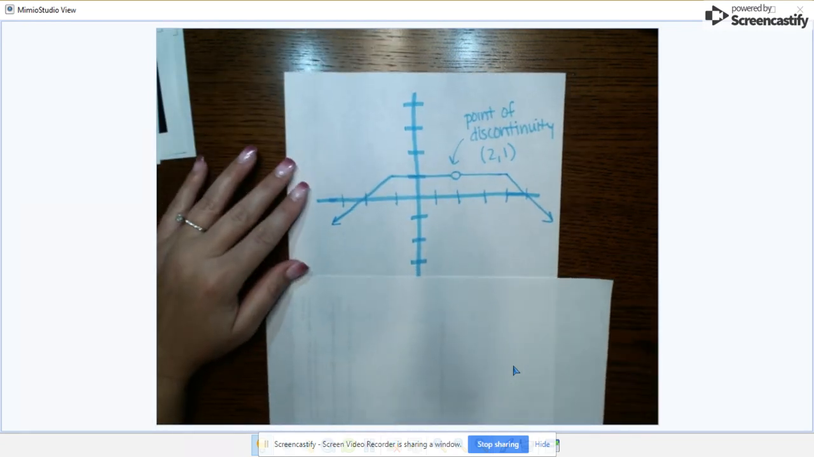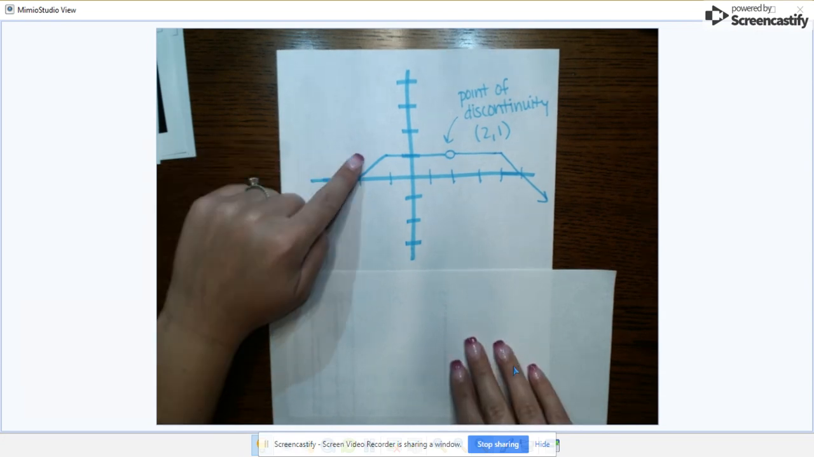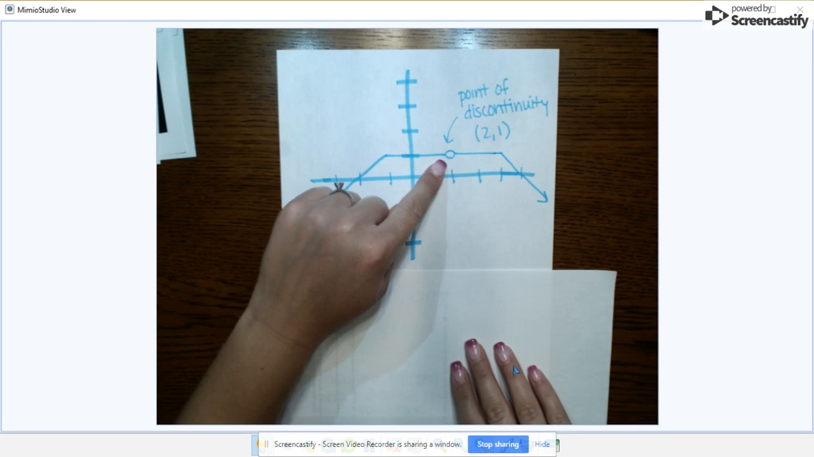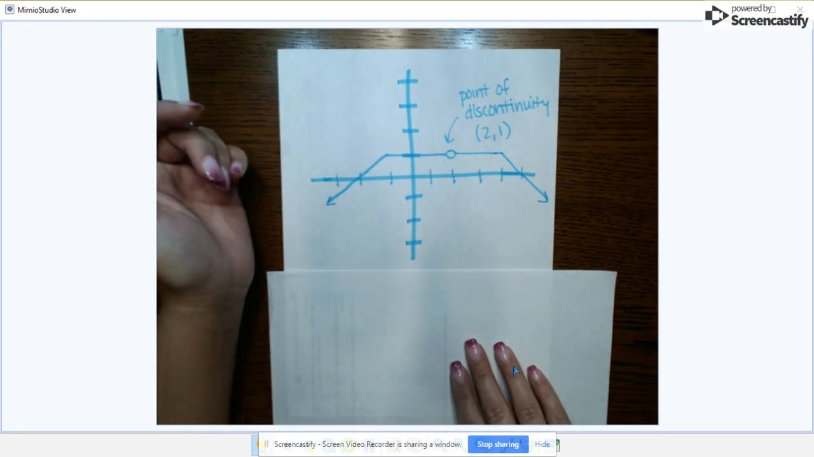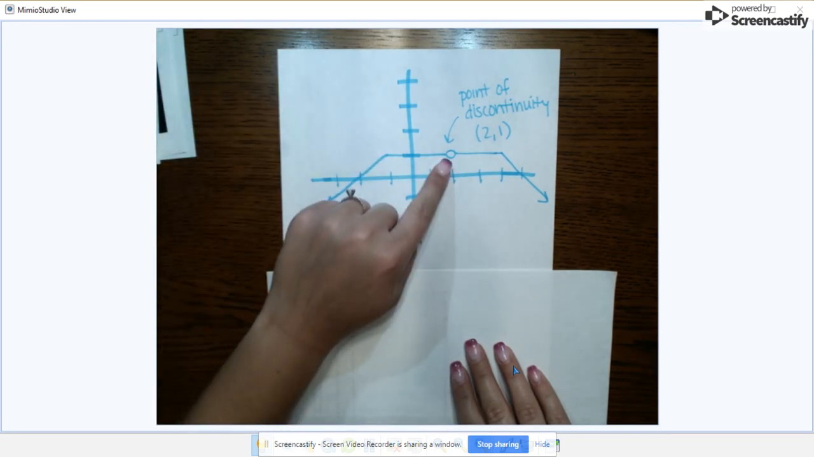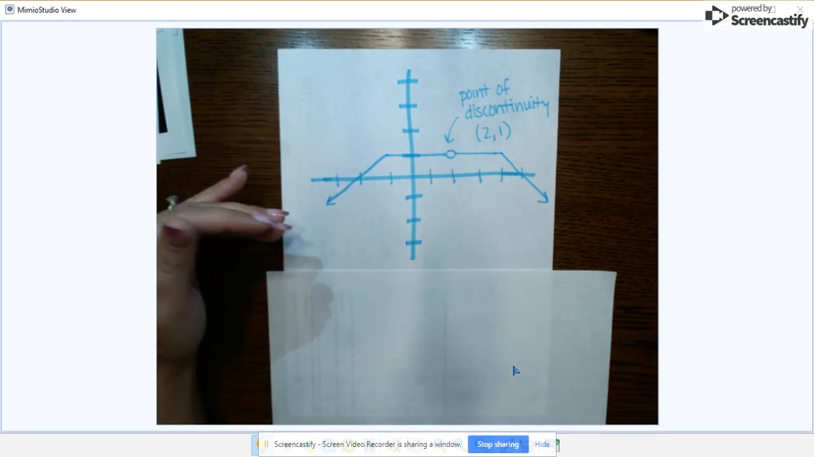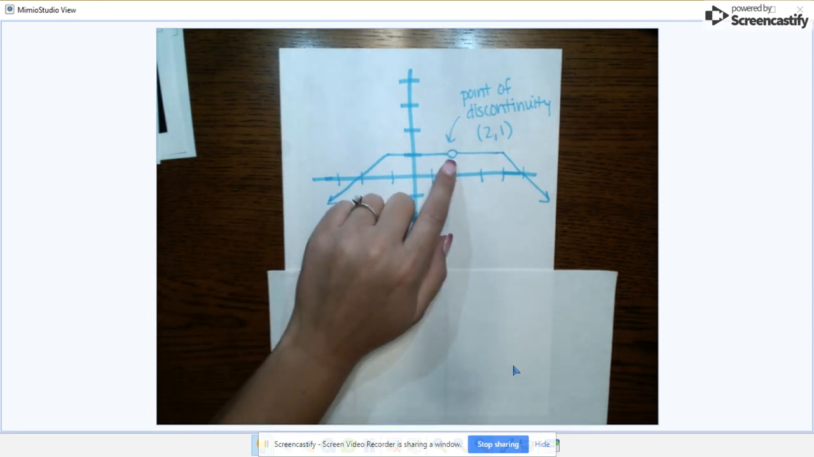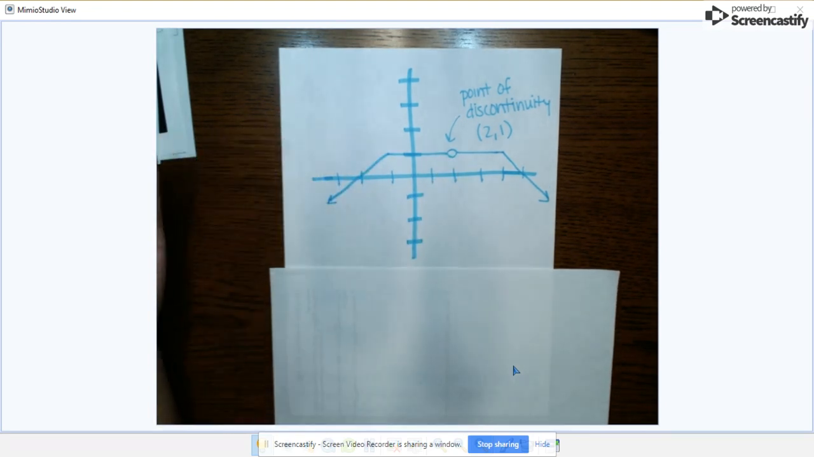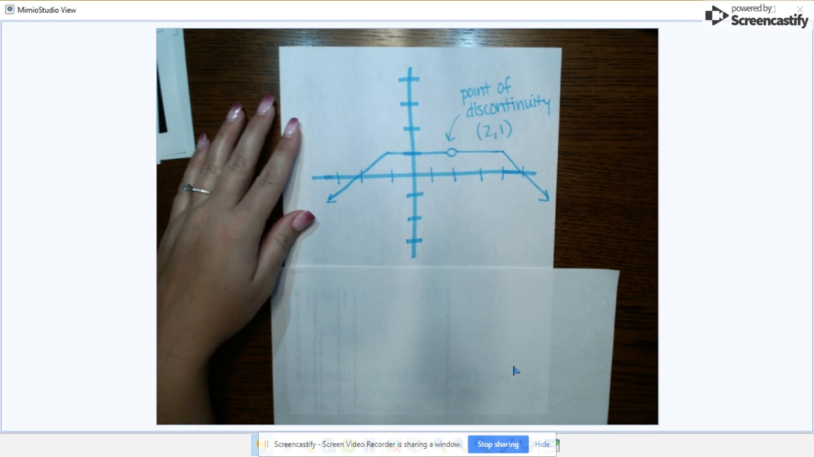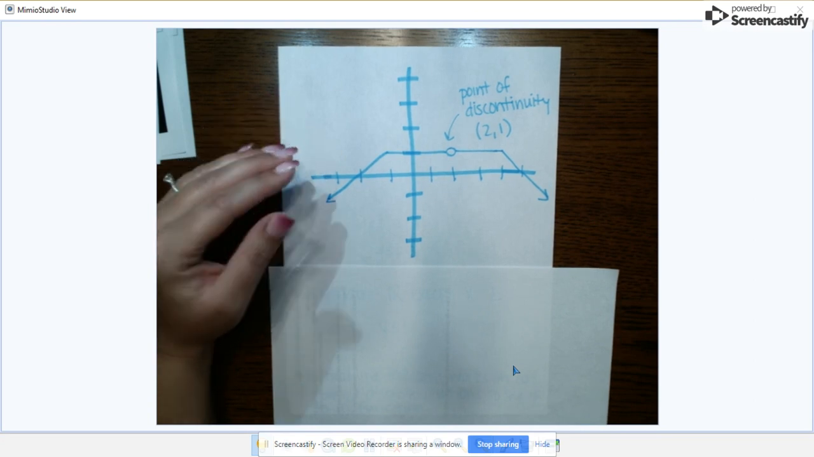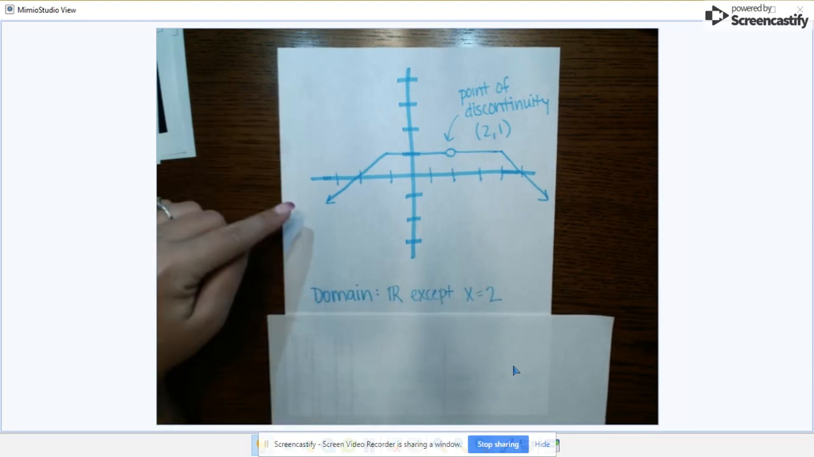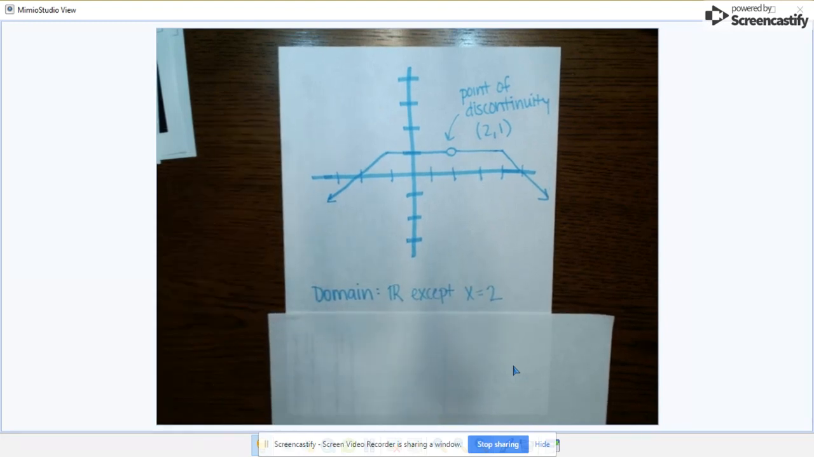Here is a discontinuous graph. It looks pretty continuous except for this hole right here. So this is what we call a point of discontinuity, and you can always find what that point of discontinuity is. And in this graph, it happens to be at (2, 1). You'll also be asked to find what's my domain. Well, in this case, it appears that my domain is all real numbers except for 2. So you can either write that out, all real numbers except x equals 2, or you can say x cannot be 2, and then it's just assumed that it's everything else. So I went ahead and wrote all real numbers except 2.